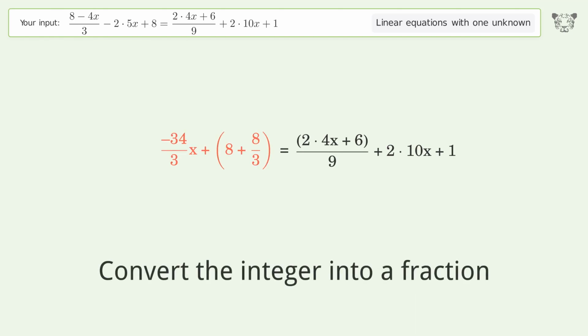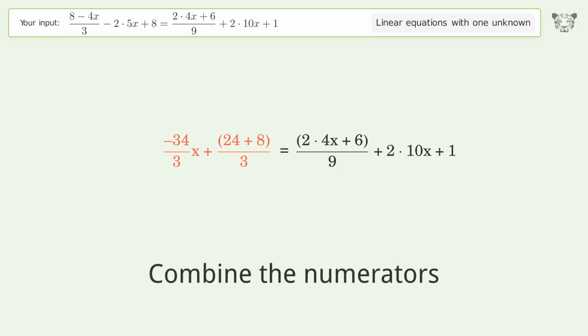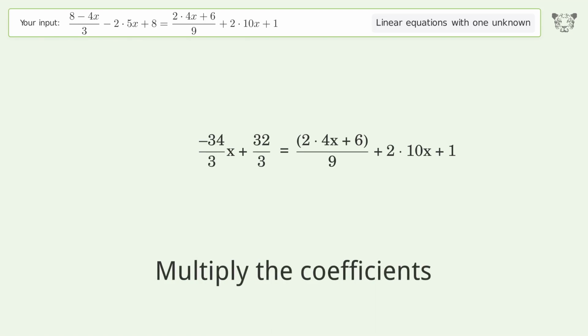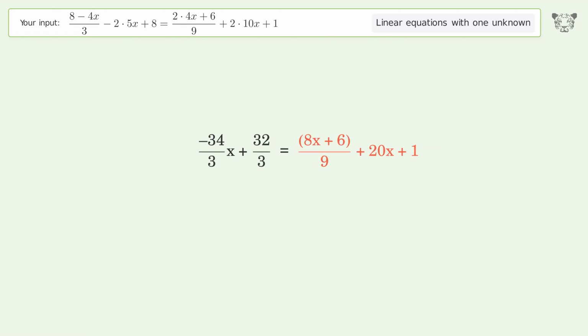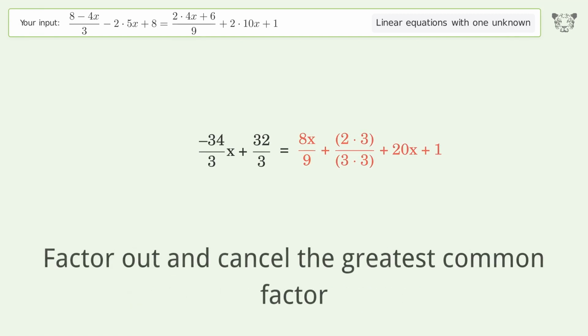Convert the integer into a fraction. Combine the fractions. Combine the numerators. Multiply the coefficients. Break up the fraction. Find the greatest common factor of the numerator and denominator. Factor out and cancel the greatest common factor.